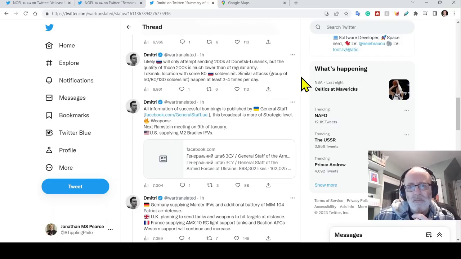Then he goes on to say, Tokmak, location with some 80 Russian soldiers hit. I have reported that. It could be the one at the hospital I was talking about. Similar attacks, group of 50, 80, 130 soldiers hit. Happens at least 3 to 4 times a day.